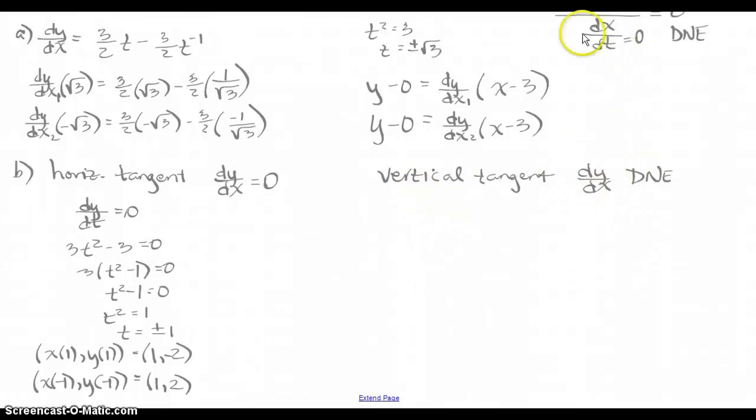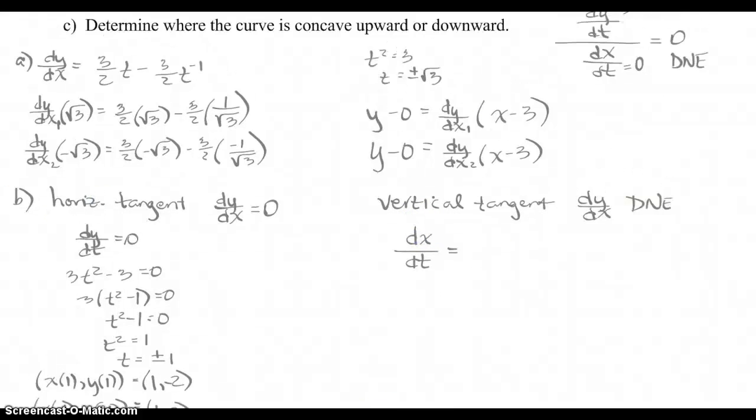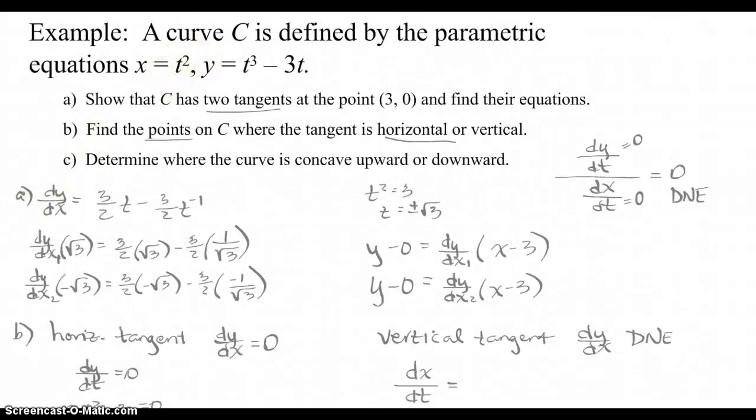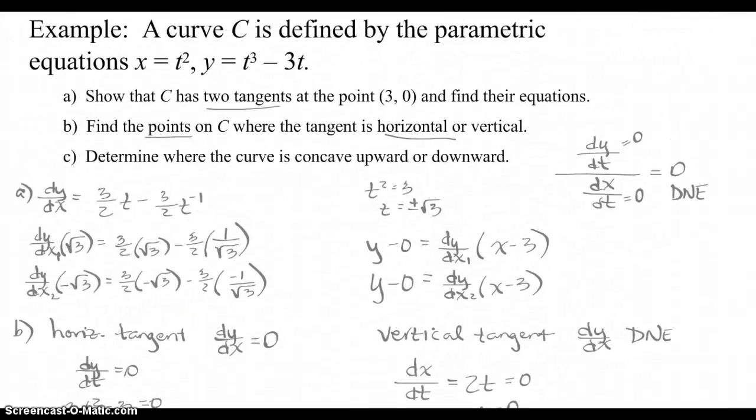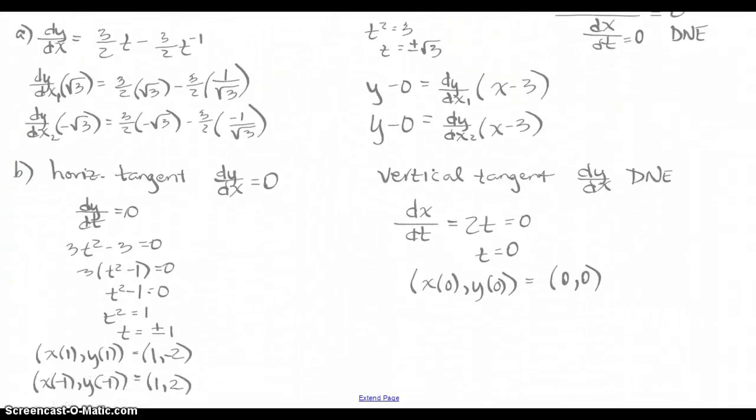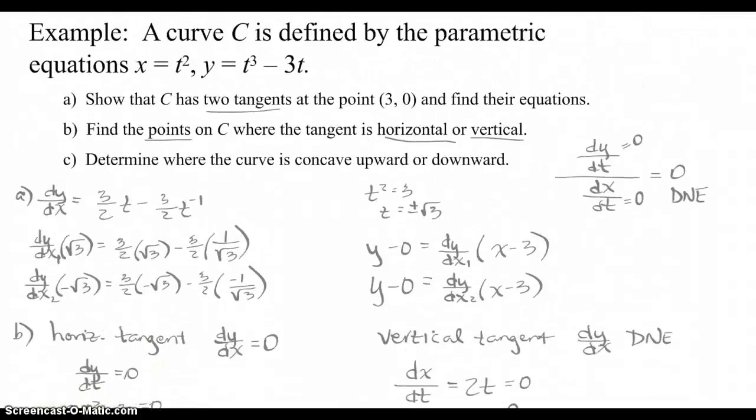We're going to be undefined only when the denominator of that rational expression equals 0. So now we're going to find dx dt, which if you come back up here is simply 2t. We're going to set that equal to 0. That only happens when t equals 0. So we have one point. We're going to plug 0 back into both of those parametric functions. And we only have one point where the function has a vertical tangent. All right? So that pretty much should get us through parts A and B.